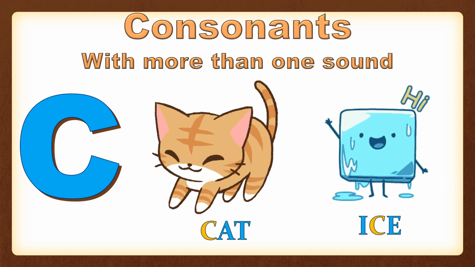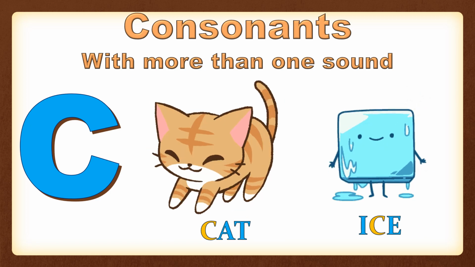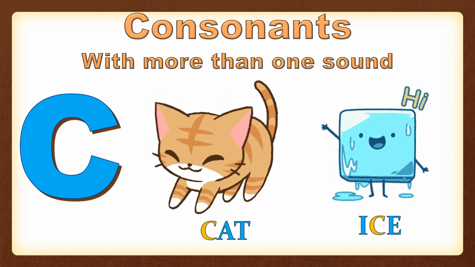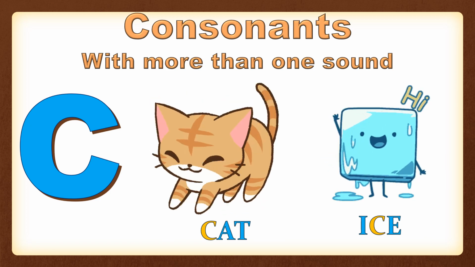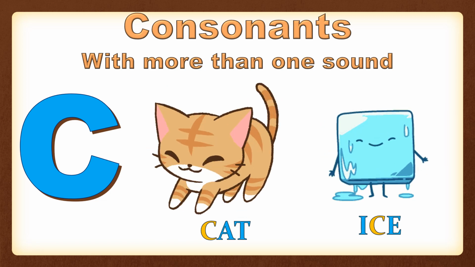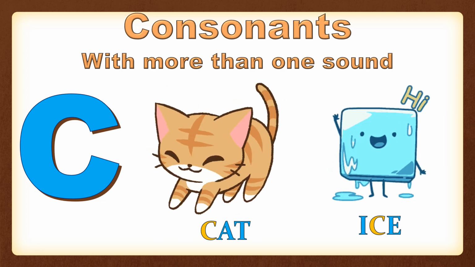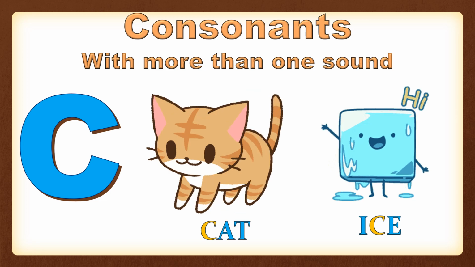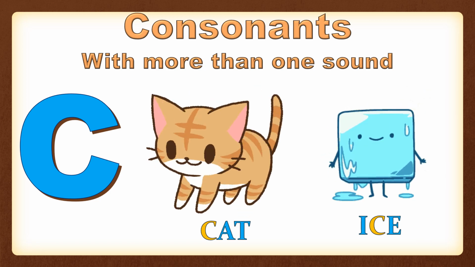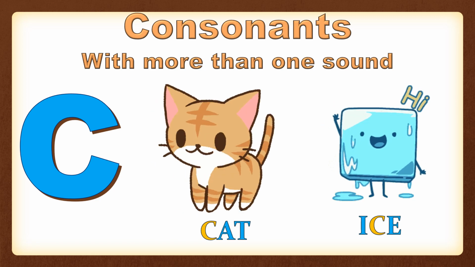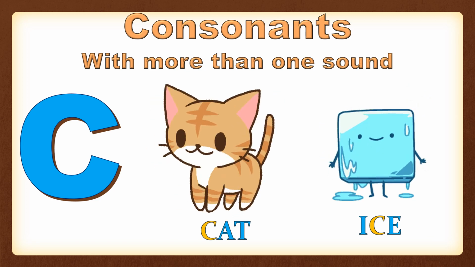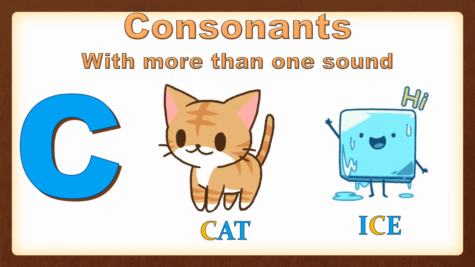Let me tell you a secret. C says S when it is placed right before E, I or Y letters. So can you see? In the eyes, C is saying S because it is placed before E. So C makes two sounds, K and S.